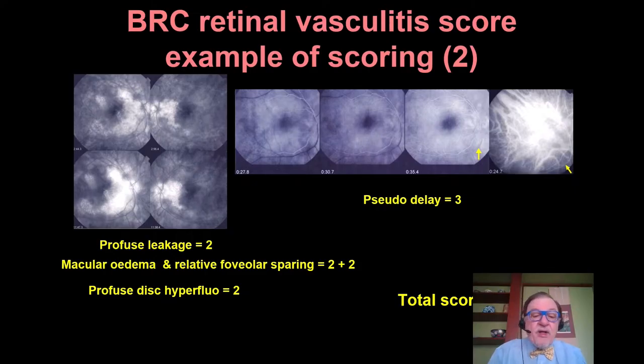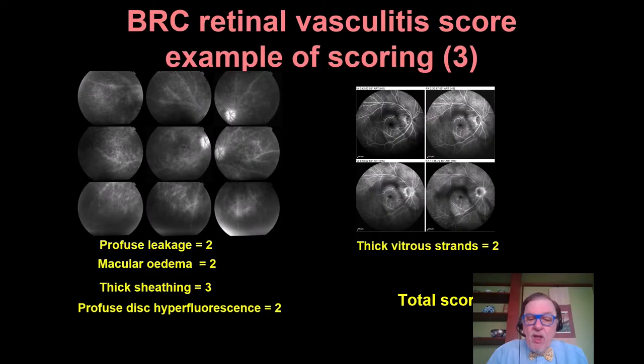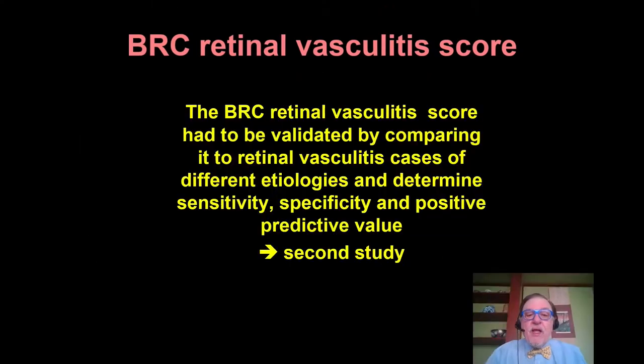This is another example. As you can see here, profuse leakage, macular edema with relative foveolar sparing, profuse disc hyperfluorescence, pseudo-delay, which gave us a high score as well. This is another example. We will go over this.